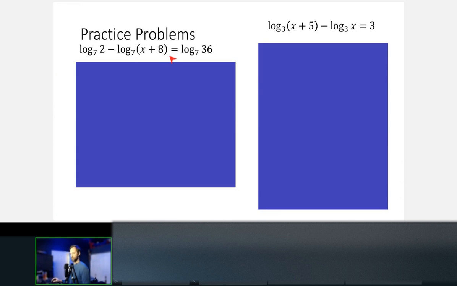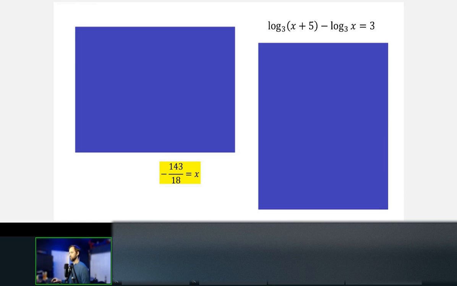It would help if I turn my mic back on. All right, what did everyone get? X equals what? Negative 143 over 18. Anybody else? Same thing? Okay, yeah, that sounds right. Let me just uncover the very bottom and see what's going on. Yeah, negative 143 over 18. That's correct. All right, what did everyone do for their first step?